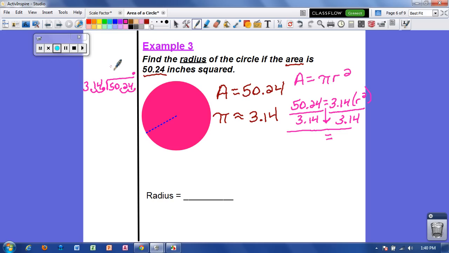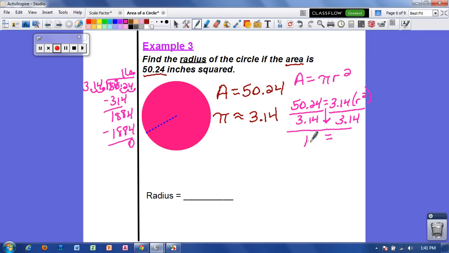Alright, 314 cannot go into 5, it cannot go into 50, but it can go into 502 one time. And I'm going to subtract that out. 12 minus 4 is 8, 9 minus 1 is 8, and 4 minus 3 is 1. Then I'm going to carry down a 4. 314 will go into 1,884 6 times. And that's actually 1,884. I get a remainder of 0.